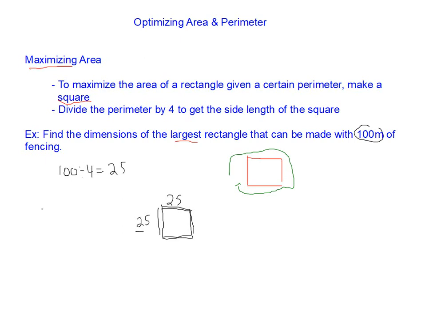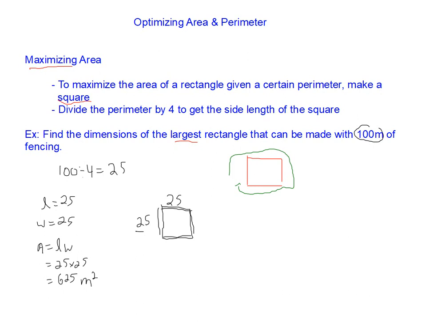So the length of this rectangle is equal to 25. The width is also equal to 25. And then the area, if we were asked to calculate the largest possible area, remember for a rectangle is length times width, which is going to be 25 times 25, which works out to 625 units squared. In this case it was meters, so it'll be meters squared. So that's how we can make the largest possible area.